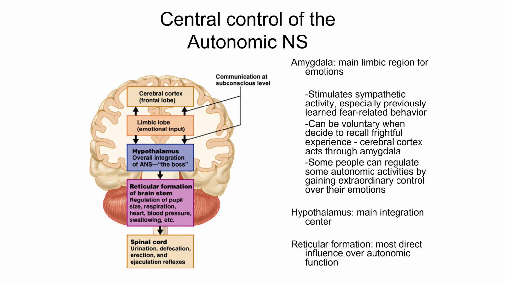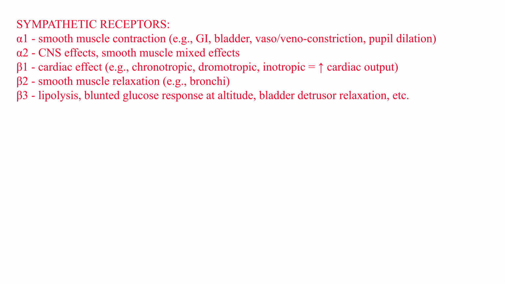Now we're going to talk about the actual sympathetic and parasympathetic receptors here. And I do this not to be tedious. I really don't want to do this, but it turns out that it's immensely useful for understanding the actual clinical effects that we see in the sympathetic and parasympathetic systems. So I think this is really essential to understand.